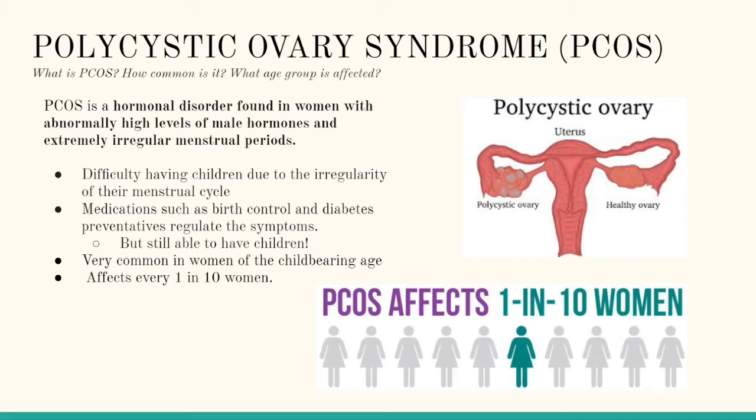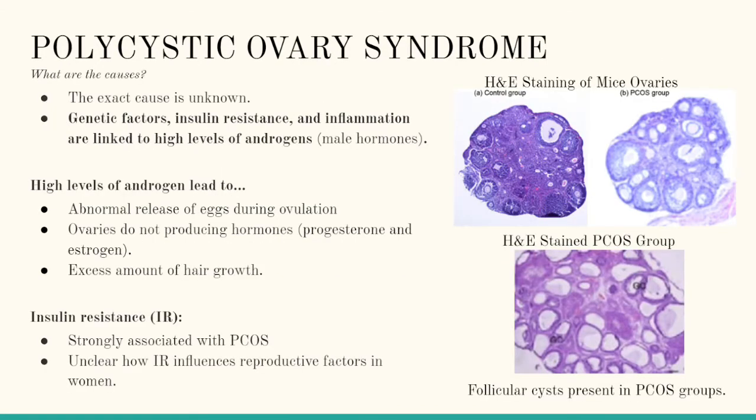The diagram displays the difference between a healthy ovary and the ovary of somebody affected by polycystic ovary syndrome. The unhealthy ovary has cysts. The healthy ovary does not. The exact cause of PCOS is not known.